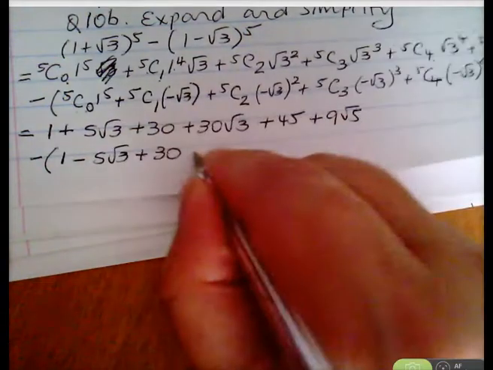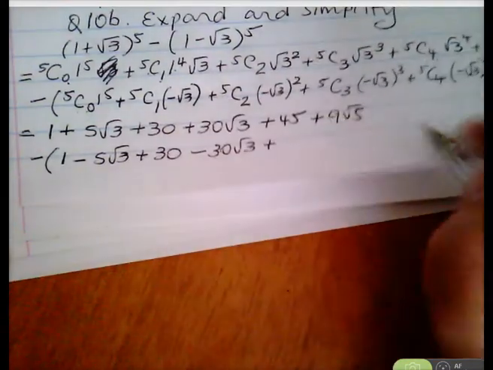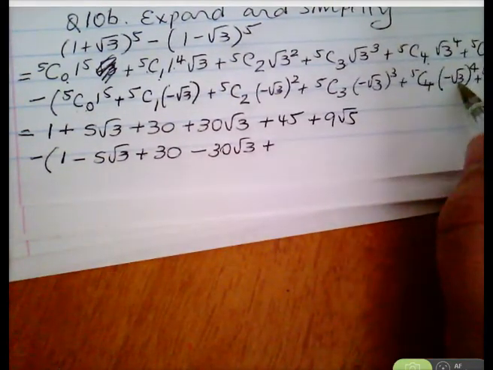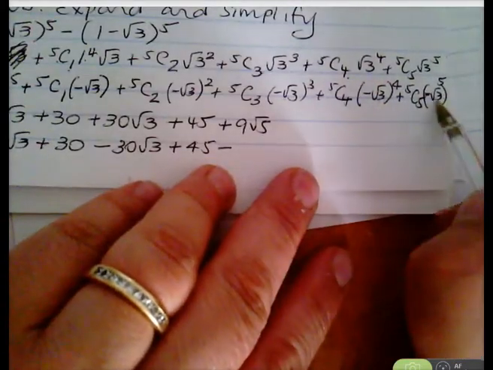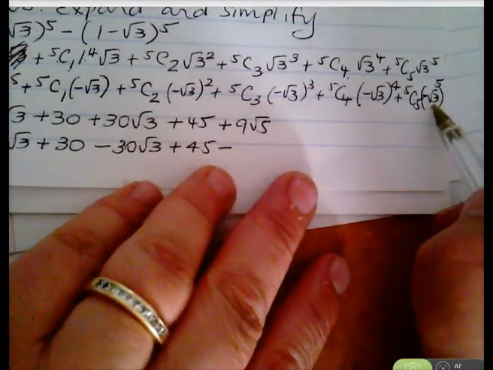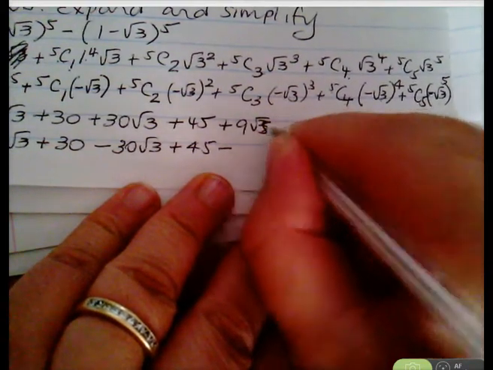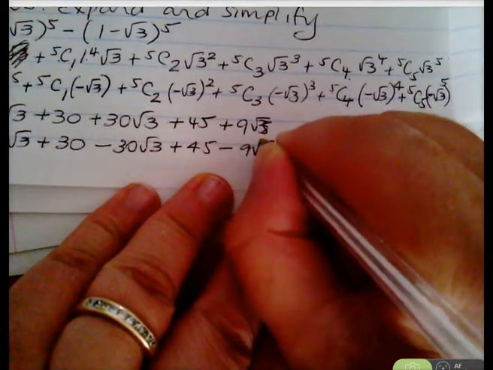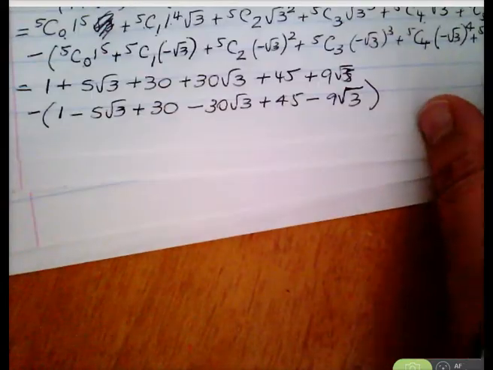This will be a minus, so it'll be minus 30 root 3, now this is 3 root 3 times 10. Then we're going to get a plus again, so we're going to get 5 times 9 is 45. Then we're going to get a minus, so that was just that one. Then we're going to get minus 9 root 3. Sorry, that's not a 5, it's 3. Minus 9 root 3. Now remember, if we look here, we've got brackets.